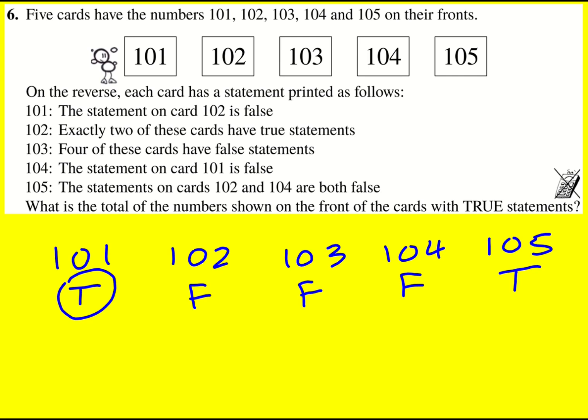Right, maybe I should just add them up. So the total of the numbers shown on the front of the cards with true statements is going to be 101 plus 105, 206.